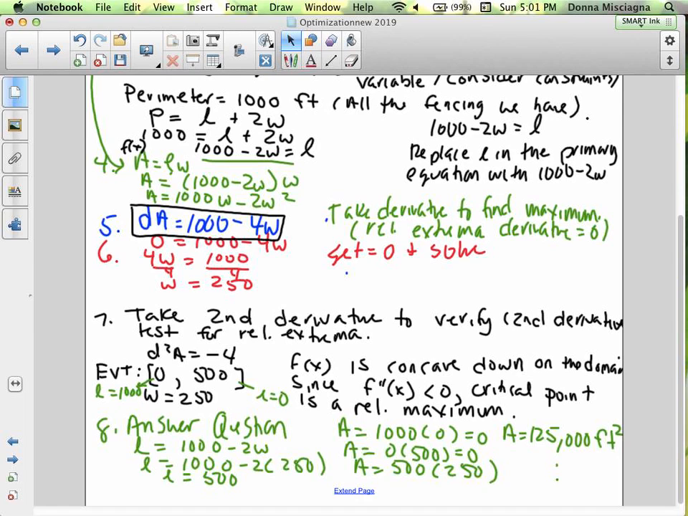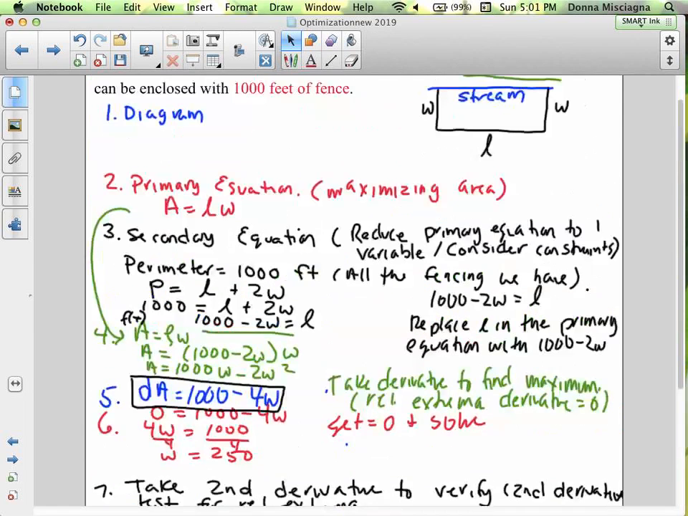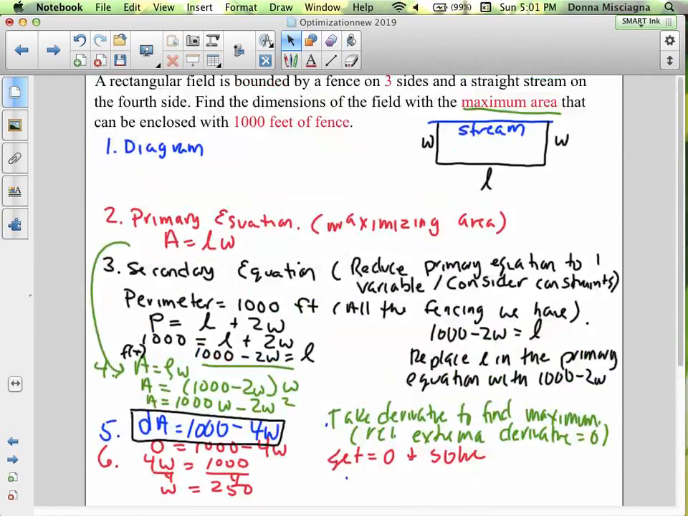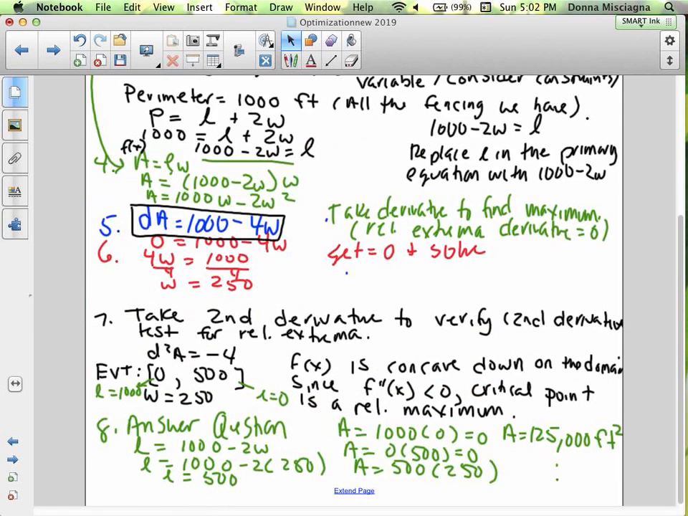Now let me go back and let's double check that we answered the question, because I can no longer see what the question was. So a rectangular field bounded on 3 sides and a straight stream on the 4th side. Find the dimensions of a field with a maximum area that can be enclosed. So the dimensions are right here. So we found for fun also the area, but the dimensions would be that length is 500 feet and width is 250 feet. Now we've answered the question.